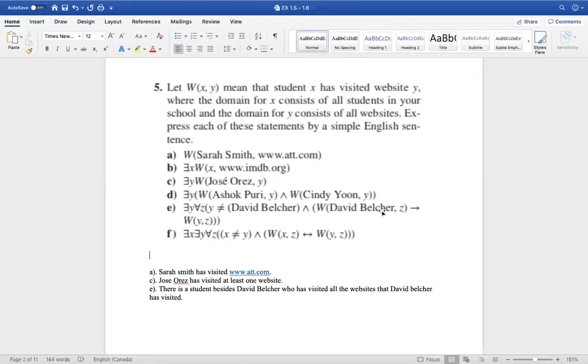So here we are saying that David Belcher has visited the site Z, and for all the websites that are visited by David Belcher, each is also visited by another person who is not David Belcher. This here means that that person is not David Belcher. This means the list of websites visited by David Belcher. This here means that that person has also visited those same websites.